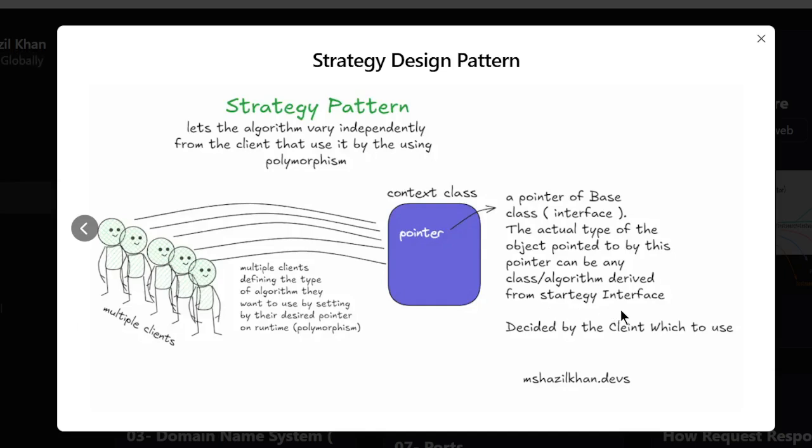If you haven't understood polymorphism, then you should first understand polymorphism, and then this slide will be clearly understandable to you. It is decided by the client which to use, like there are 5 animals or 5 clients, and client A wants to use algorithm C. So he is going to provide the object of algorithm C, or any algorithm he wants to use, to the base pointer that is declared in the interface. So in this way, the strategy pattern lets the algorithm vary independently from the client that uses it, by using polymorphism. Okay, so this is all about the strategy design pattern.